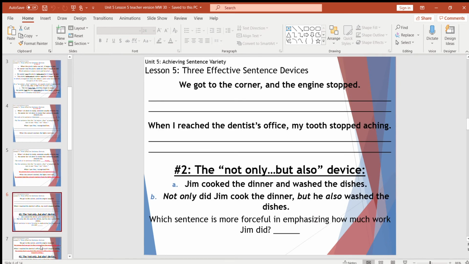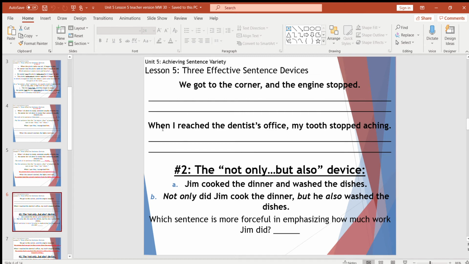We got to the corner and the engine stopped. So again, you start off with the no sooner. So no sooner, we might as well keep had, right? No sooner had we wouldn't say had got, but had gotten to the corner than the engine stopped. If you wanted to go with did though, like no sooner did we get to the corner than the engine stopped. So it just depends on your helping verb. Why don't you guys try the next one?